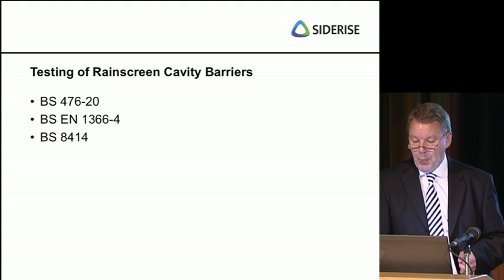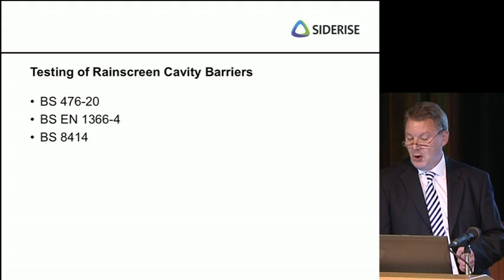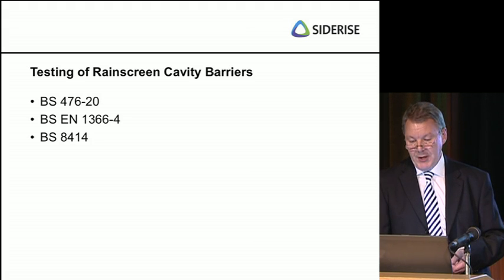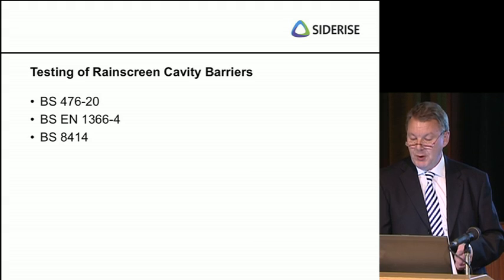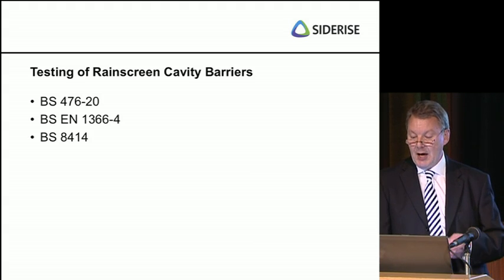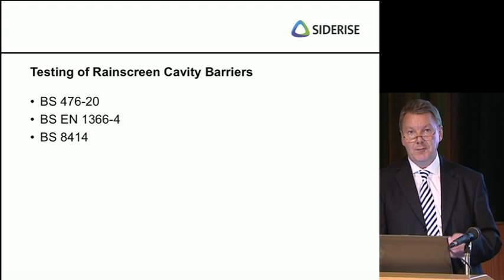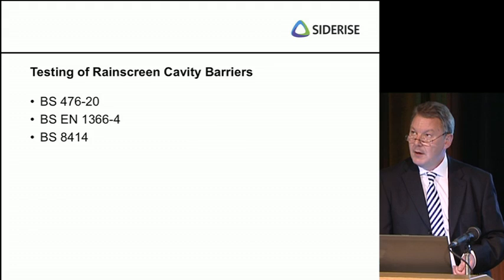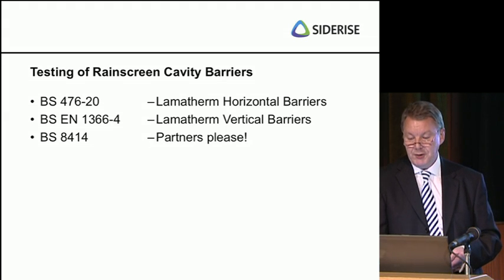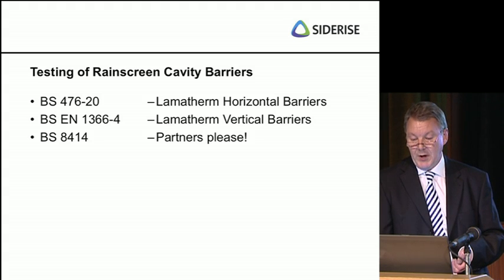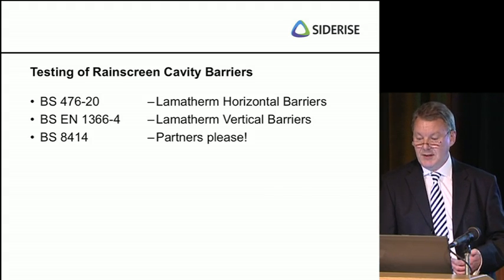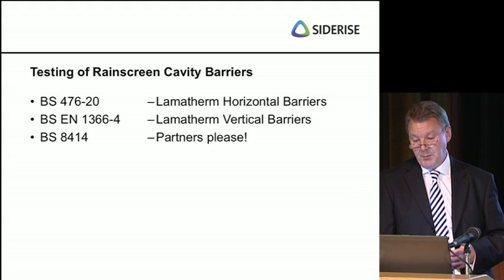In terms of testing, cavity barriers may be tested following the principles of BS 476-20 or BS EN 1366 Part 1. As Stephen Howard mentioned, as an alternative approach for rainscreen walls, Approved Document B allows fire testing in accordance with BS 8414, where the whole system is tested. The Lamatherm horizontal rainscreen cavity barriers are tested to BS 476-20. Our vertical full cavity width barriers are additionally tested to BS EN 1366 Part 1.